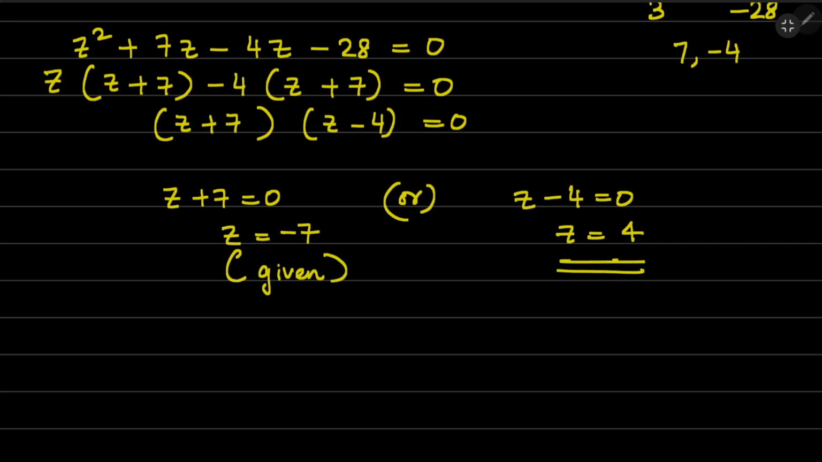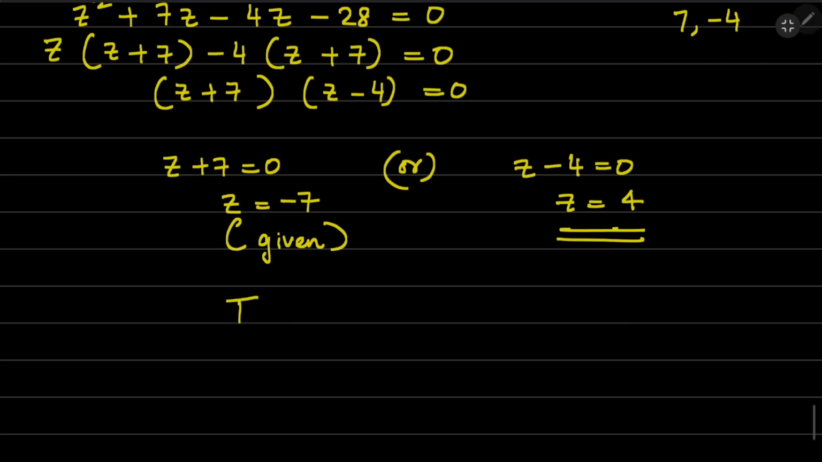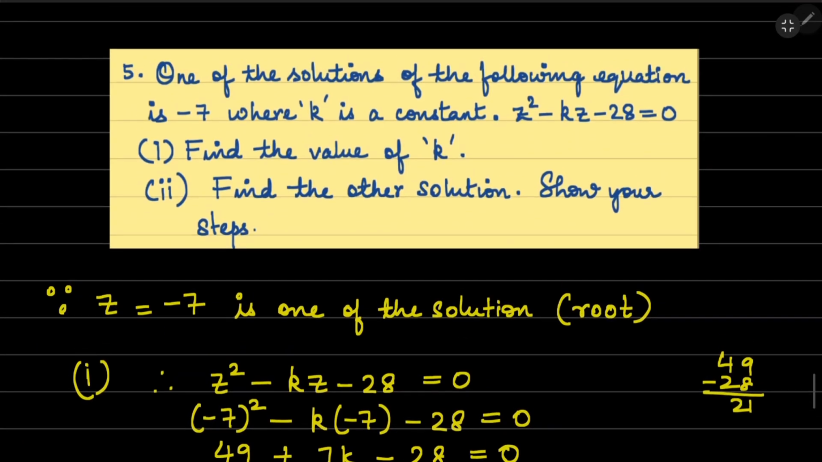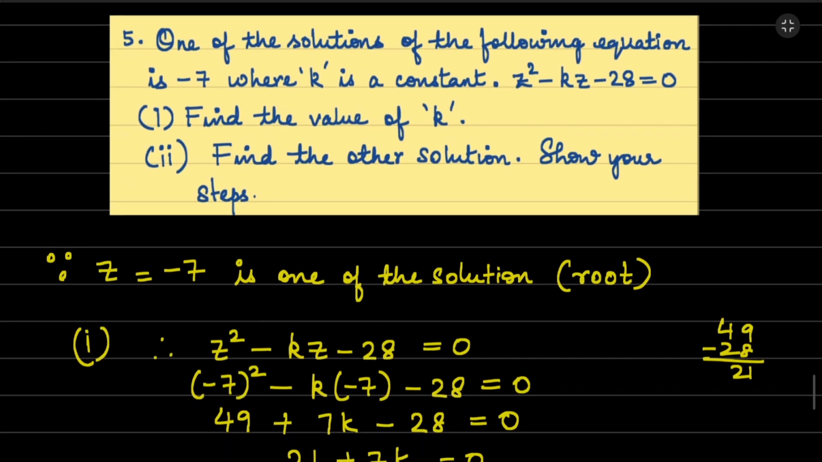So this value is already given to us, given in the question. Therefore, this z equal to 4, the other solution, is nothing but z equal to 4. This is your final answer. Okay, so be very, very cautious about what the question is giving you and what you have to find. I hope it is clear.